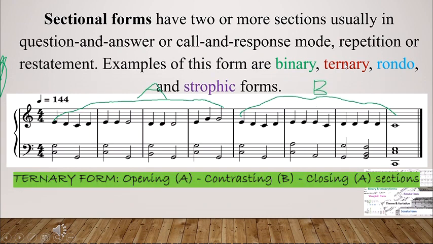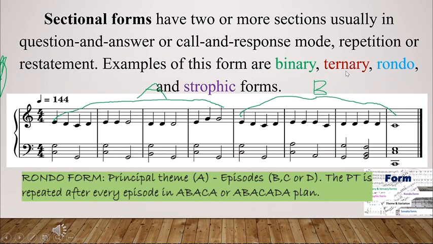Imagine ternary. In ternary form, you usually have the opening phrase, then a contrasting phrase B, and the restatement of the opening phrase again. So you have A, B, A in ternary form, and usually the contrasting phrase is in a different key. In rondo, you have the principal theme and the episodes. At the end of every episode, you have the repetition or restatement of the principal theme.